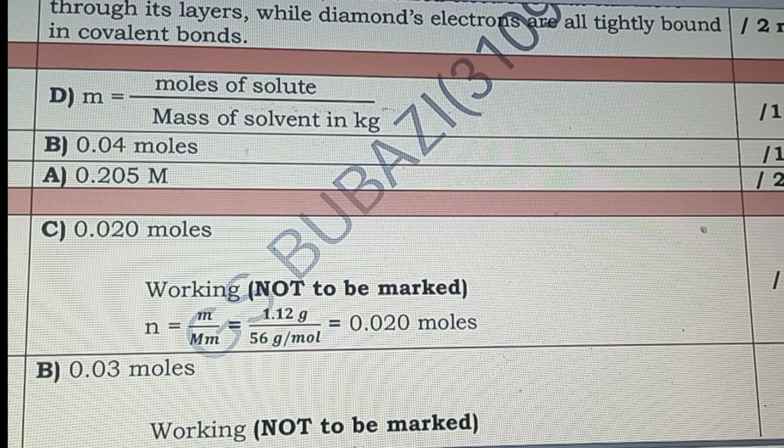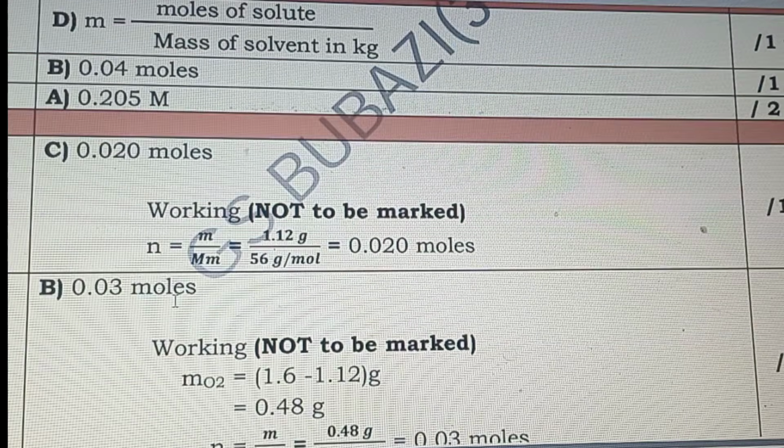You see, question 8, the working: you can get the number of moles as mass over molar mass. We have the mass of iron equal to 1.12, and then the relative atomic mass of iron is 56. You see, you can get the number of moles of iron.